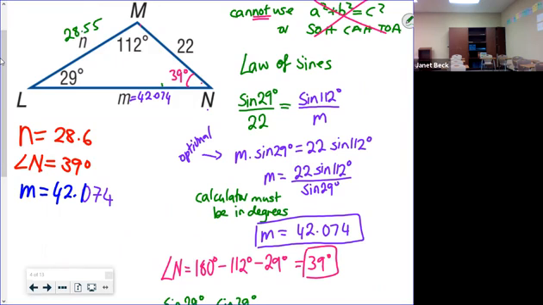Okay, so this is the smallest angle. Double check that this is the shortest side, and it is. This is the biggest angle. This should be the longest side. It takes seconds to check that, and it's worth doing every time. Okay?